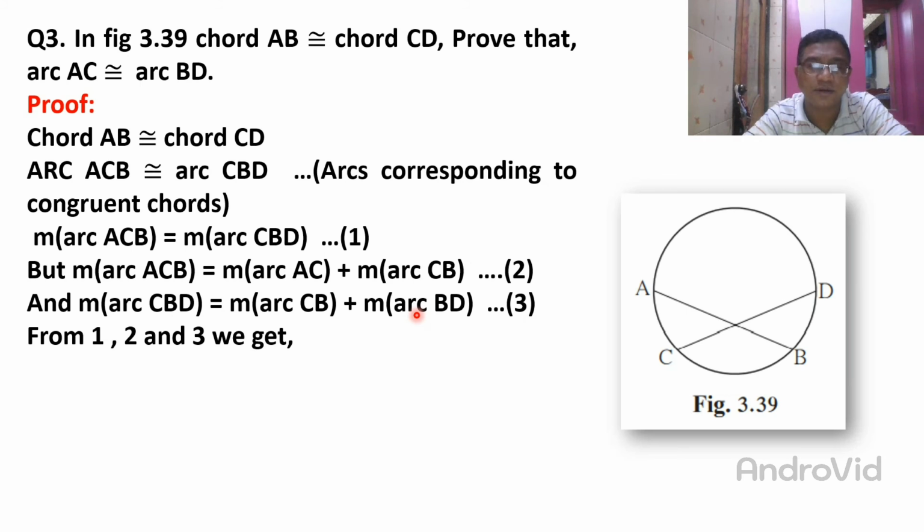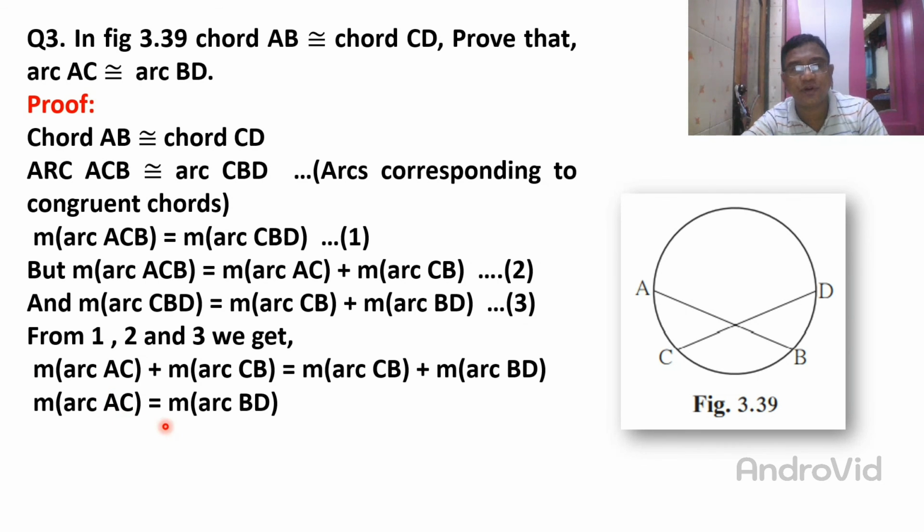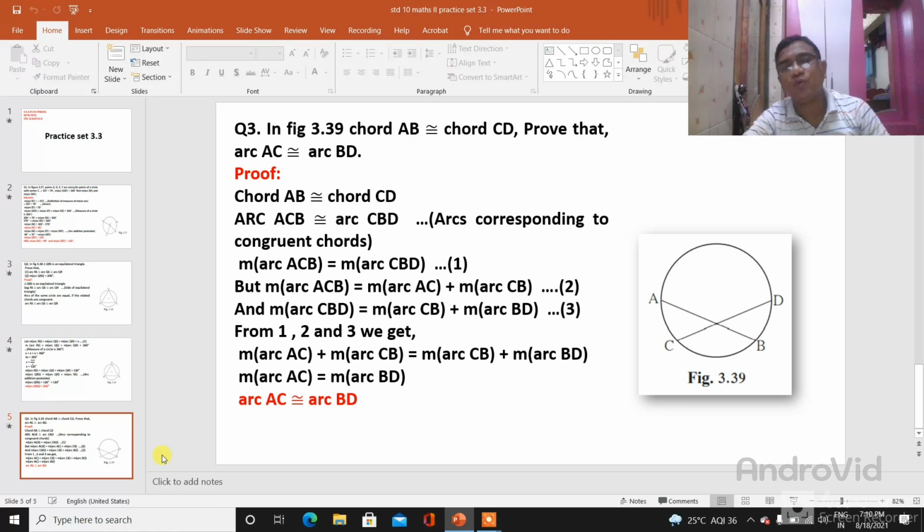From the first, second and third, what do you get? Arc ACB and arc CBD are congruent, so major arc AC plus major arc CB is equal to major arc CB plus major arc BD. If you observe this, here is major arc CB, and here is major arc CB, so major arc CB is cancelled. So what remains? Major arc AC is equal to major arc BD remains. So that is what we wanted to prove. So arc AC is equal to arc BD. In this way we proved that.